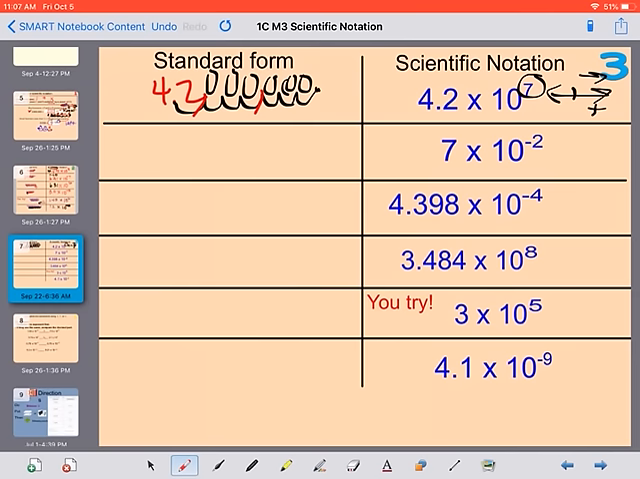Alright, let's try the next one. We have 7. If there's no decimal, it's 7 point nothing. And this time we're dividing by 10 2 times. So it's a -2. We're really moving our decimal to the left, like on our number line to the left. 1, 2, that's where our decimal is now. We really divided by 10 twice, so we have 0.07. If you want to rewrite it, you can. Otherwise, it's fine just how it is.